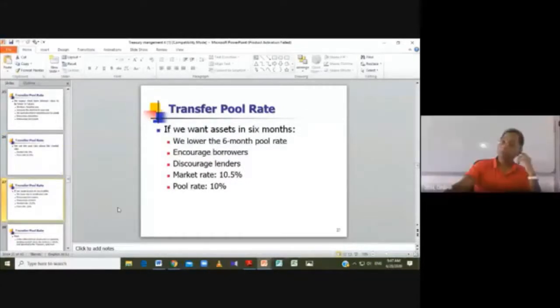So if you want a positive gap, basically we want to create more assets in the short term than liabilities. You then borrow for a longer term, and basically you lend more on the short term because you expect interest rates to go up. Yeah.